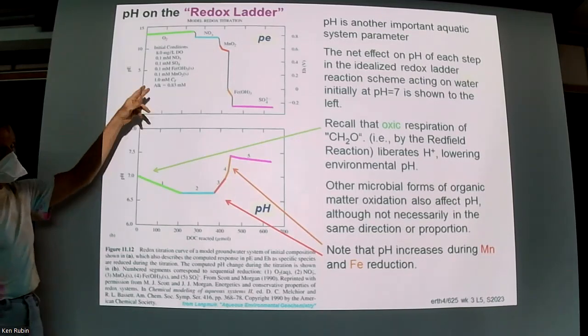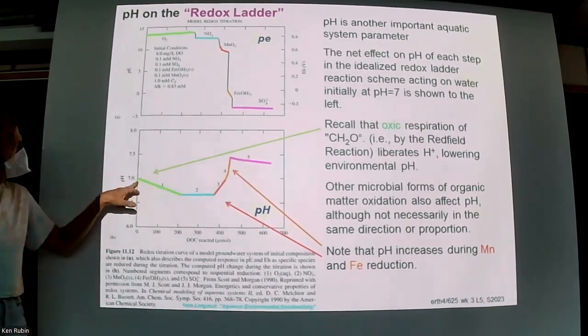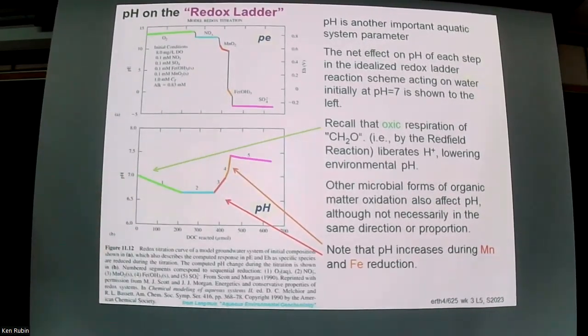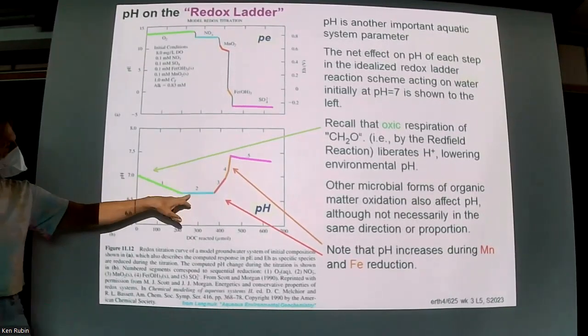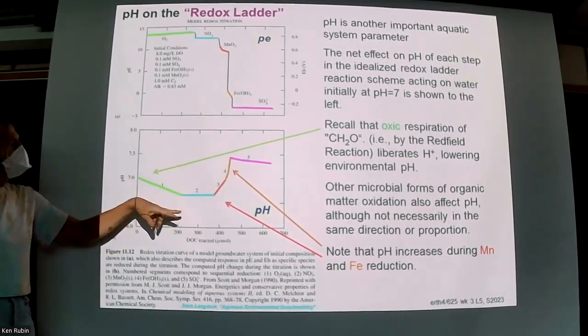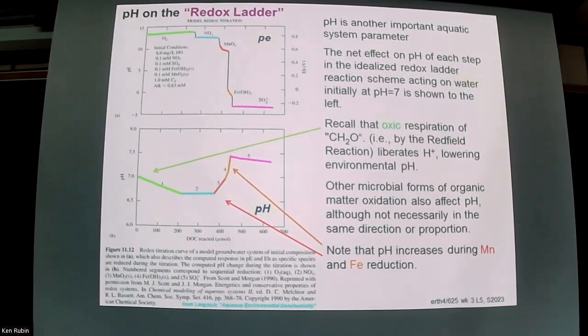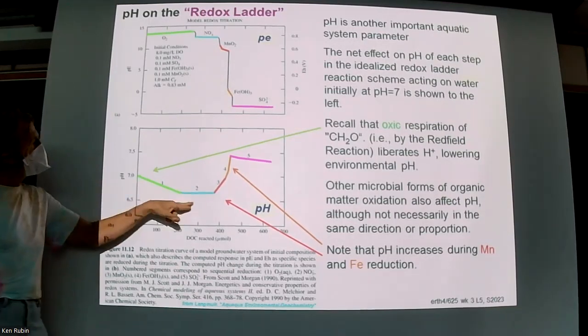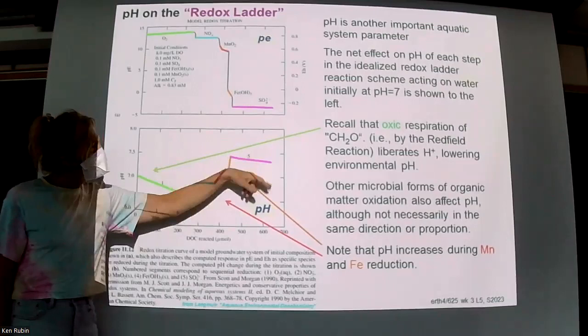So for instance, oxygen going to water, that makes the pH go lower. Respiration produces hydrogen ions, makes the environment a little acidic. Nitrate reduction has no effect on pH. Manganese and iron reduction actually go in the opposite direction. They consume hydrogen ions, they drive the pH up again. And then sulfate reduction has very little effect at all.